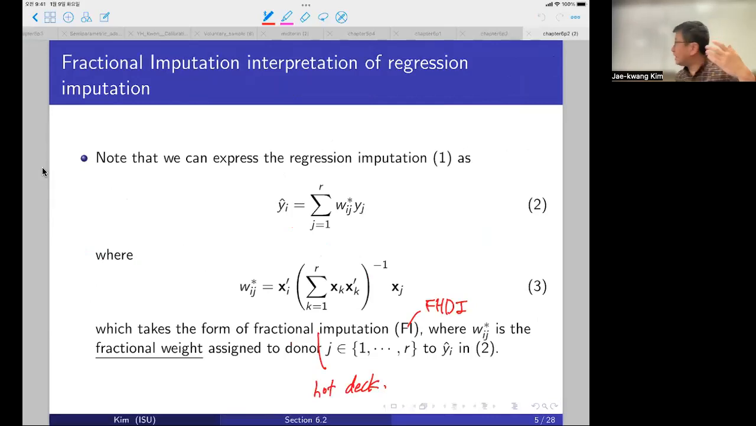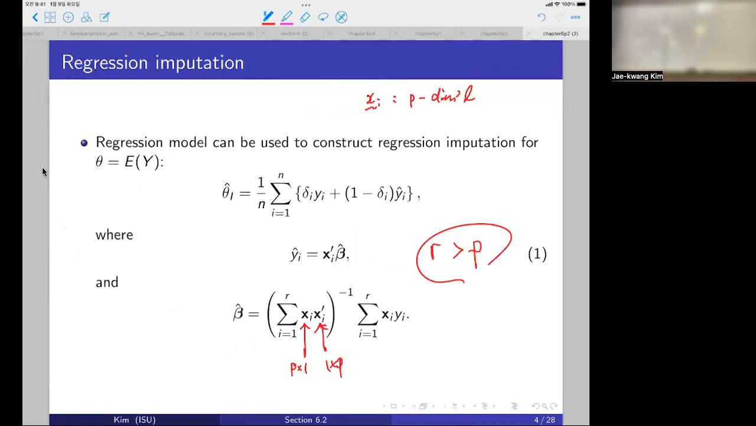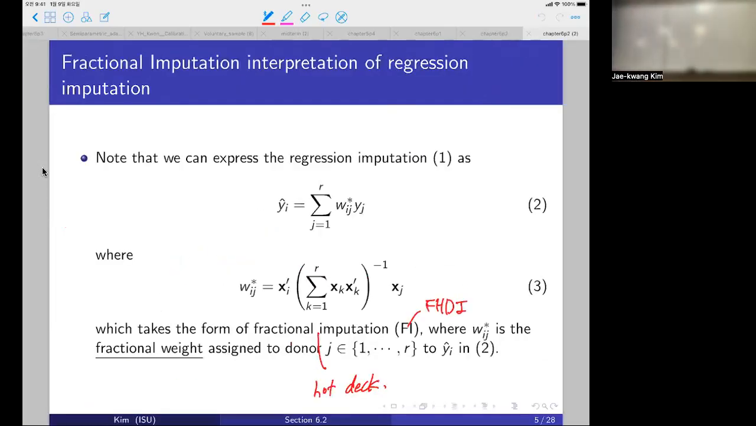And now the first observation. So here's a first observation: your yi hat, at the end of the day, is just a weighted average. You apply some fractional weight to the real observations. So each prediction is just the weighted average of the real observations, and this is your fractional weight. This is what we call fractional hot deck imputation.